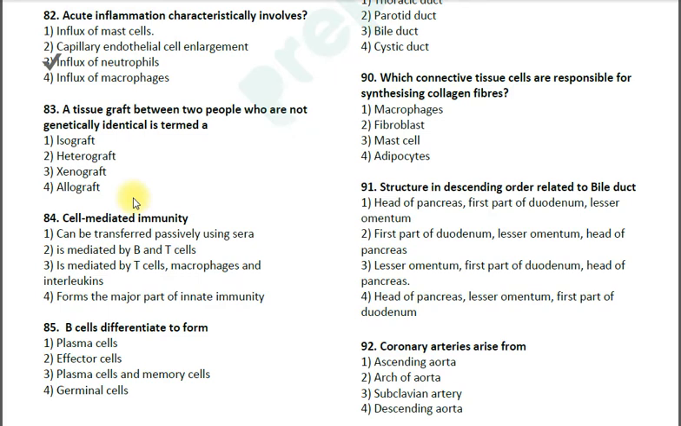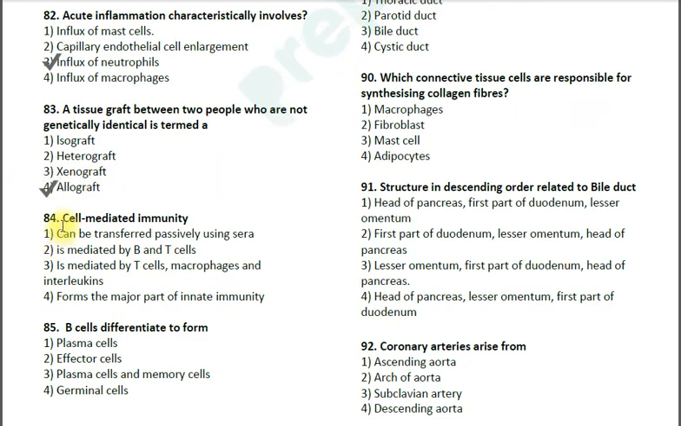Again, if you want an explanation of any of the correct options or you think another option should be correct, you can write it in the comments. Now question number 83. A tissue graft between two people who are not genetically identical is termed as, number 1 isograft, number 2 heterograft, number 3 xenograft, number 4 allograft. So the answer here is number 4, which is the allograft.